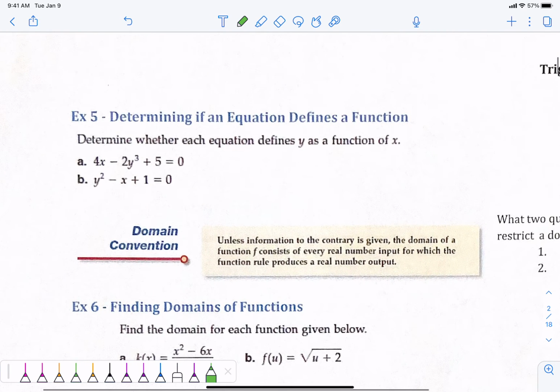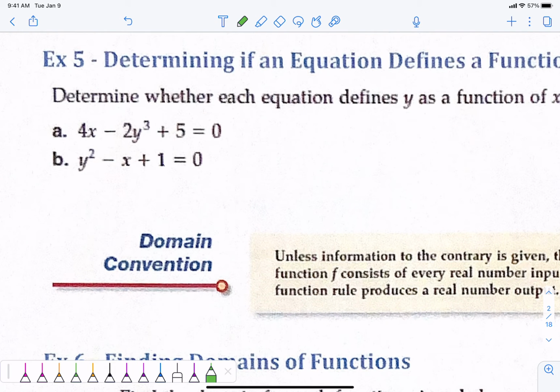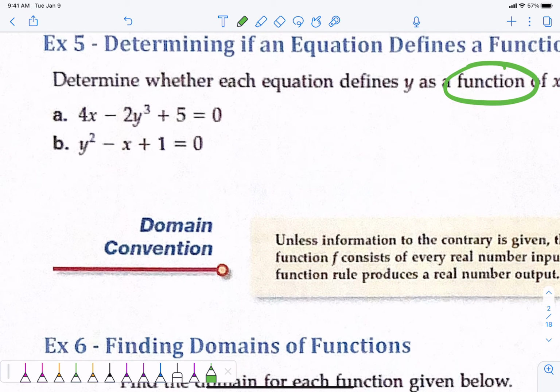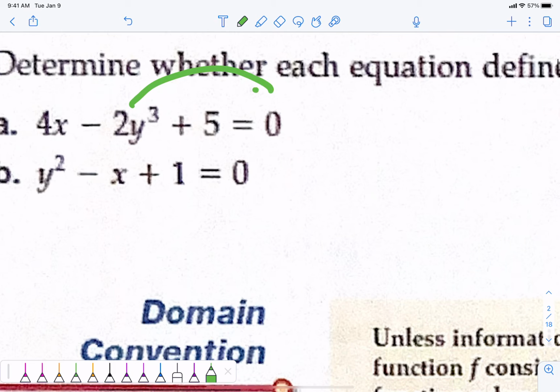All right. Example 5. Determine whether each equation defines y as a function of x. So we're trying to determine whether or not these are functions. Here's what's going on. You're trying to get y by itself, and if I would do that, I'm going to bump this y to the other side. So I would have 4x plus 5 is equal to 2y cubed.